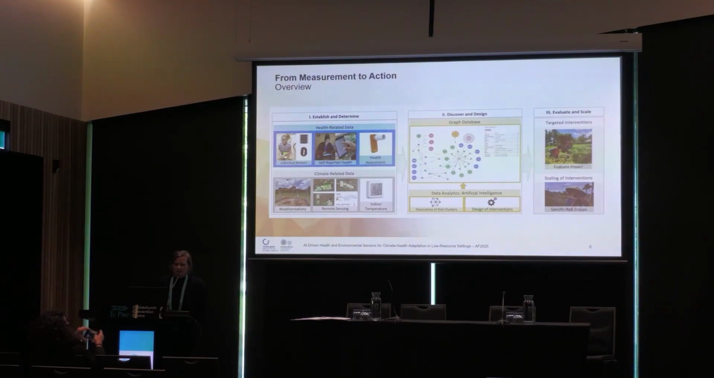So what are we doing in these 3 study sites? If we start from the left-hand side, we are working in these HDSS and these population health cohorts, and we are strengthening 2 types of data. First of all, we are looking into how we can generate or understand better health data in these populations, and the other is climate data.